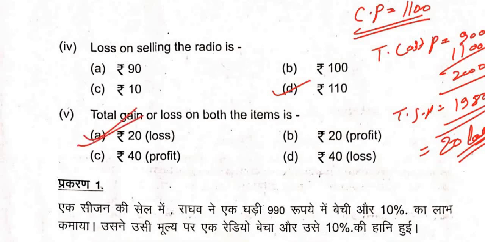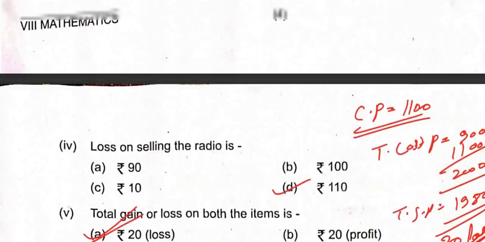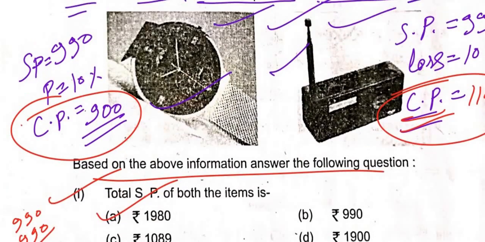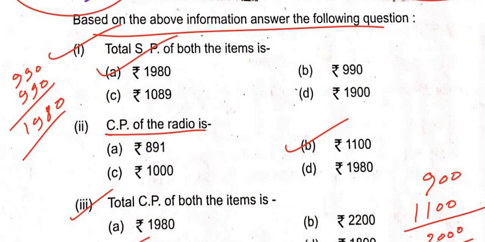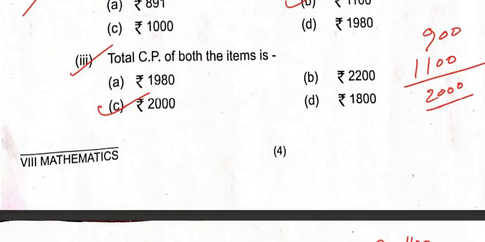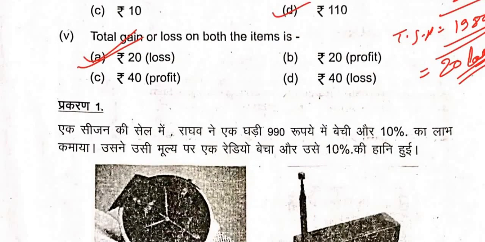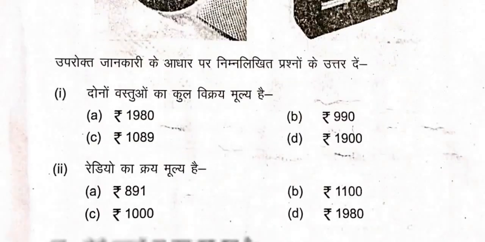So this is the way you have to solve the questions. I have explained all the 5 questions, but you have to solve any 4 questions. In the exam, you have to solve any 4. It is not compulsory to solve all the 5 questions. Any 4 we can solve.